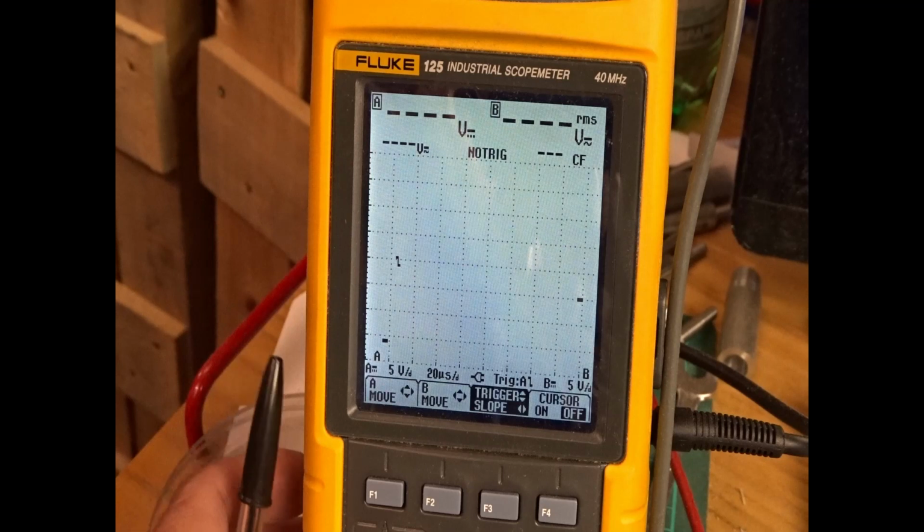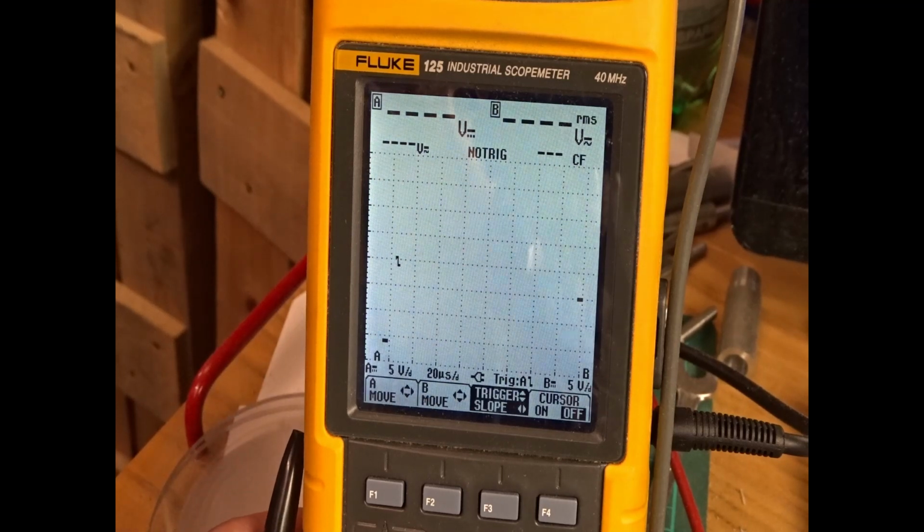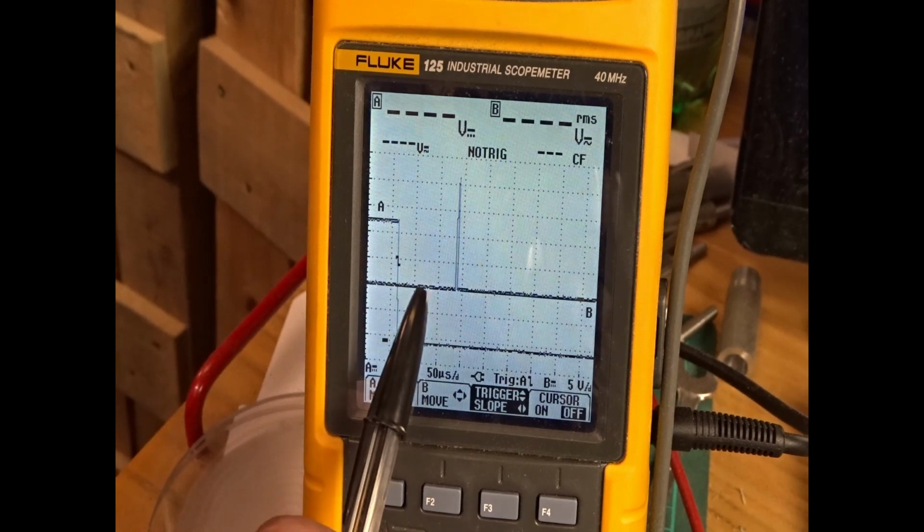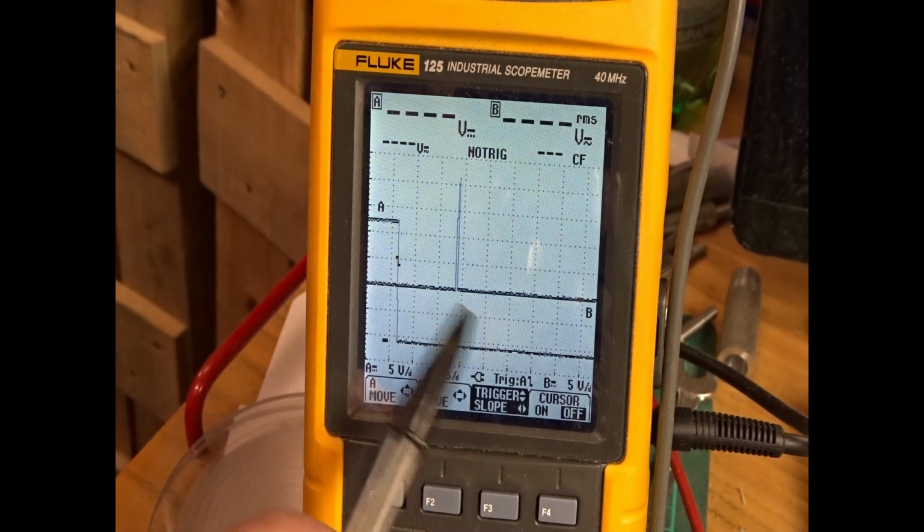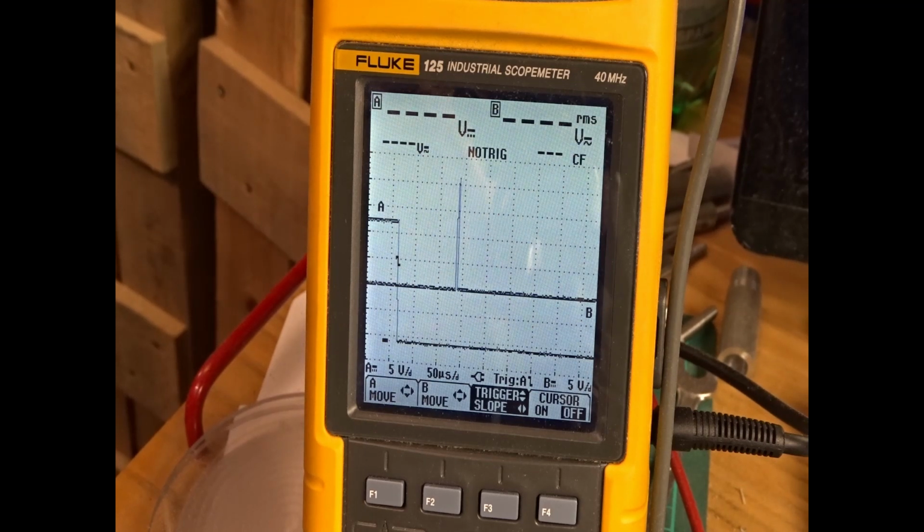If I change that from 20 microseconds per division to 50 microseconds per division. Do it one more time. I'm going back to the turtle slow jog because I'm not able to watch that terribly well and I don't particularly want to crash. So that's 50. It's 120 microseconds more or less between direction change and the first pulse.